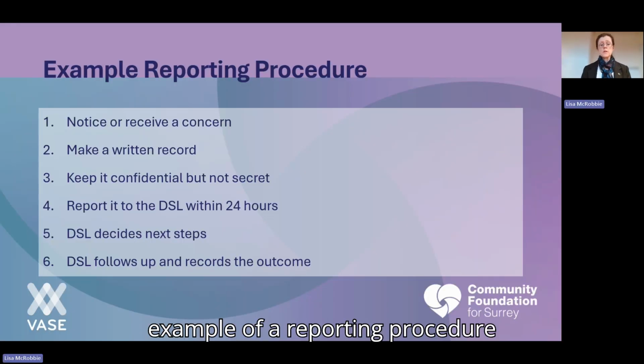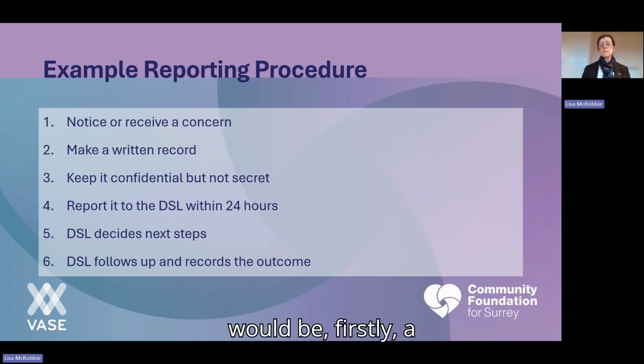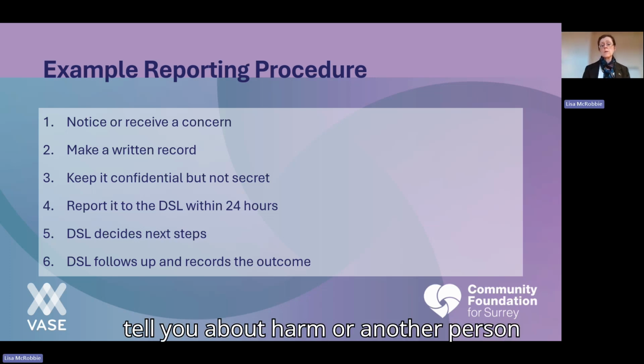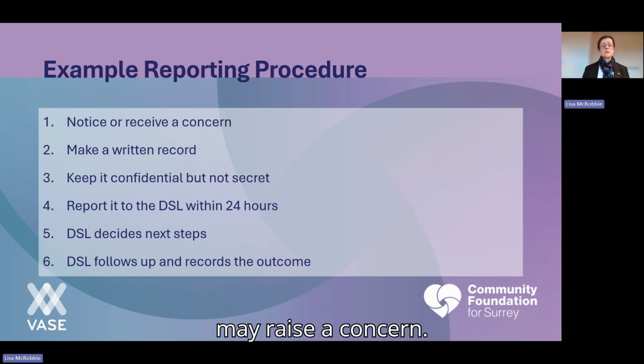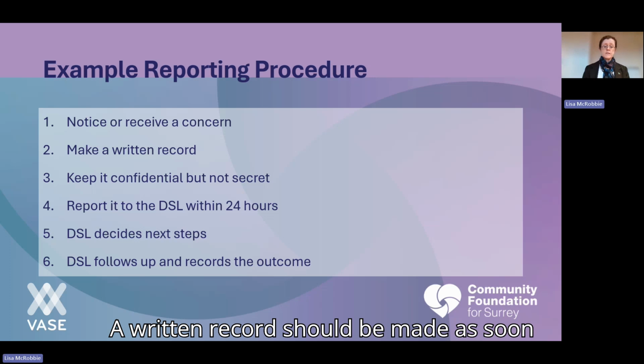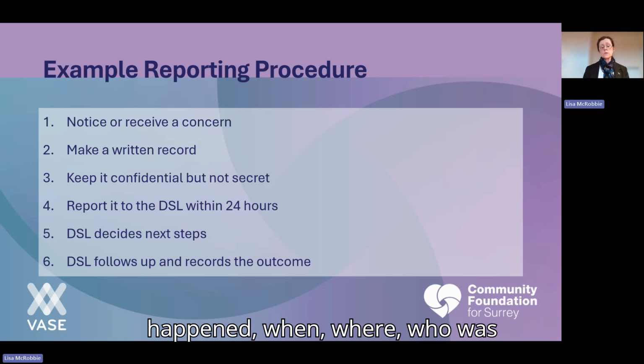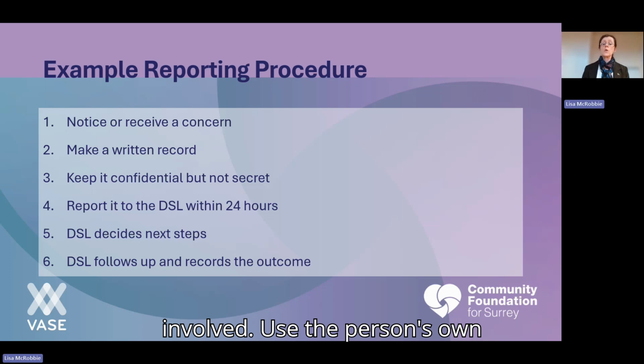A simple example of a reporting procedure would be, firstly, a concern is noticed or received. You may see something worrying, or someone may tell you about harm or another person may raise a concern. A written record should be made as soon as possible, recording what happened, when, where, who was involved. Use the person's own words if you can, and include your name, the date, and sign it.